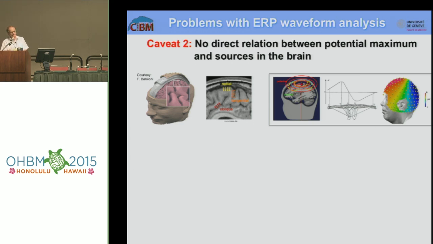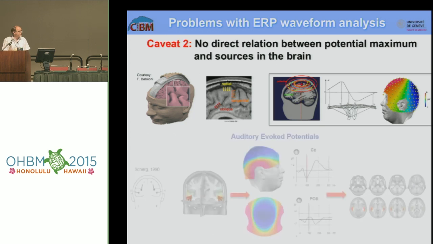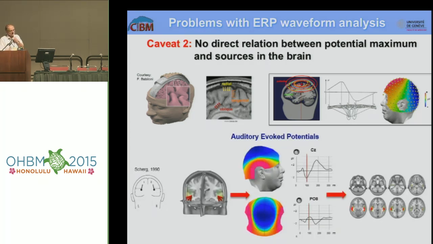There is no direct relation, as Thomas said. Because our brain has convolutions, depending on the orientation of the dipoles, the maximum can be at completely different places on the scalp surface. This is shown here in this little example. This is an auditory evoked potential.